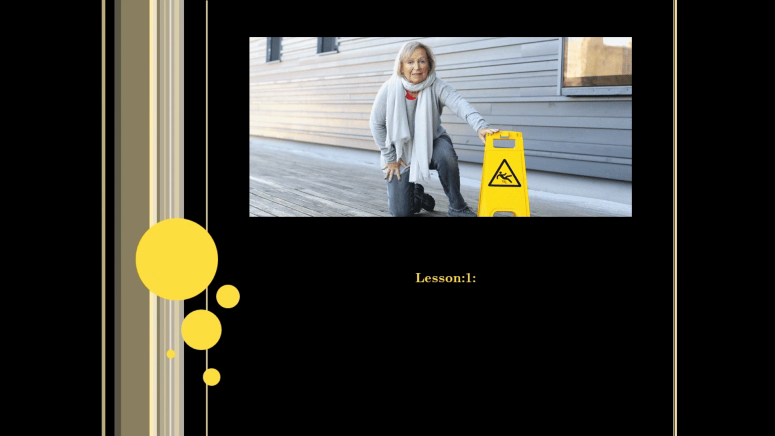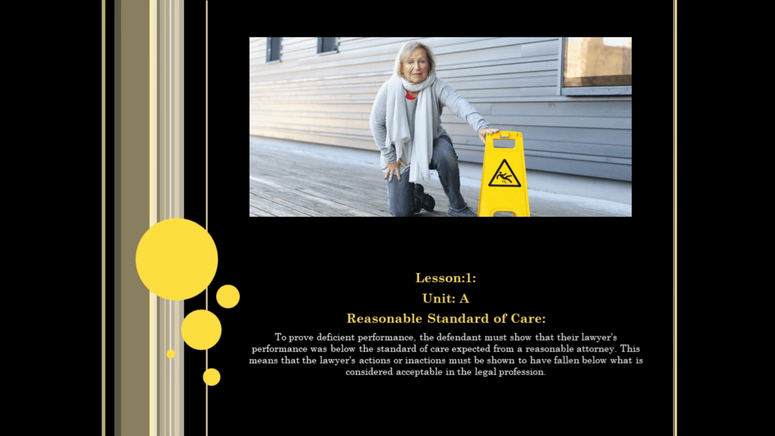Lesson 1. Unit A. Reasonable standard of care. To prove deficient performance, the defendant must show that their lawyer's performance was below the standard of care expected from a reasonable attorney. This means that the lawyer's actions or inactions must be shown to have fallen below what is considered acceptable in the legal profession.